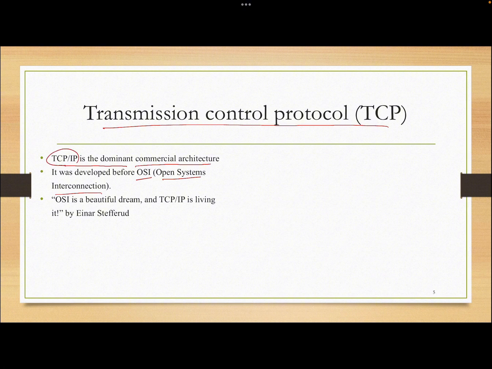TCP/IP came before OSI. OSI was too slow. When everyone was trying to connect computers into networks, they used TCP/IP. Then when a new user wanted to join, they used TCP/IP again. Everyone was using TCP/IP. Then the 7-layer OSI model came out, and no one used it. So I say that OSI is a beautiful dream, but TCP/IP is living it.